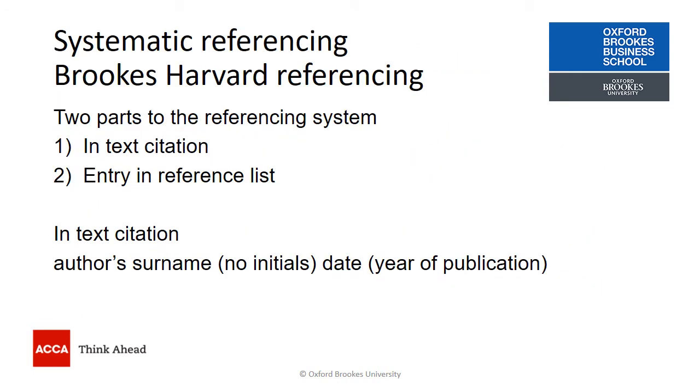So let's now look then at what we mean by systematic referencing. As I said, the standard form of referencing we use at Oxford Brookes in the business school is called Harvard referencing. And there's two elements to a reference. There's what you include in the text, and then there's an entry in the reference list. So in the text, you include the author's surname, not their initials, just their surname, and the date of publication. This is why Brookes Harvard referencing is known as an author date system. So in the text, author's surname and then the date of publication.